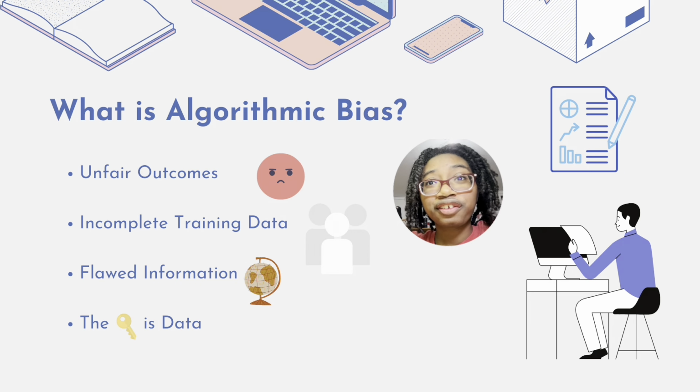Algorithmic bias occurs when an algorithmic decision creates unfair outcomes that privilege certain groups over others. It is derived from unrepresentative and incomplete training data that reflects historical inequalities.